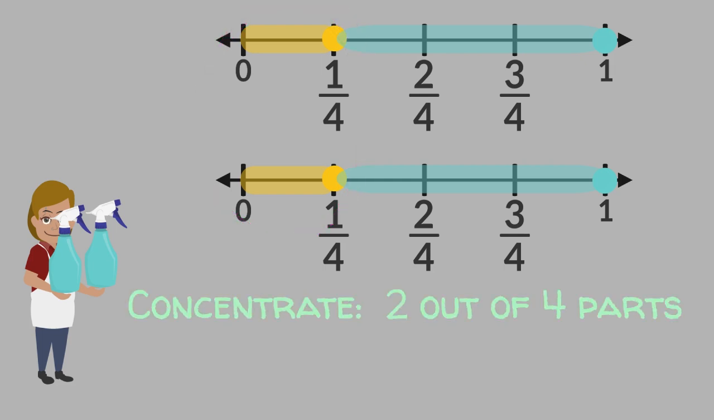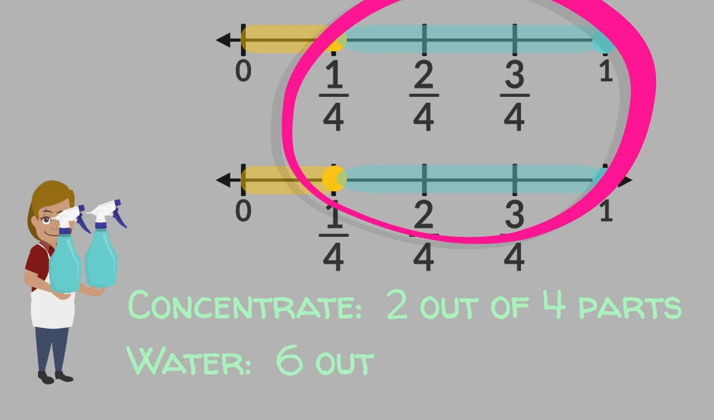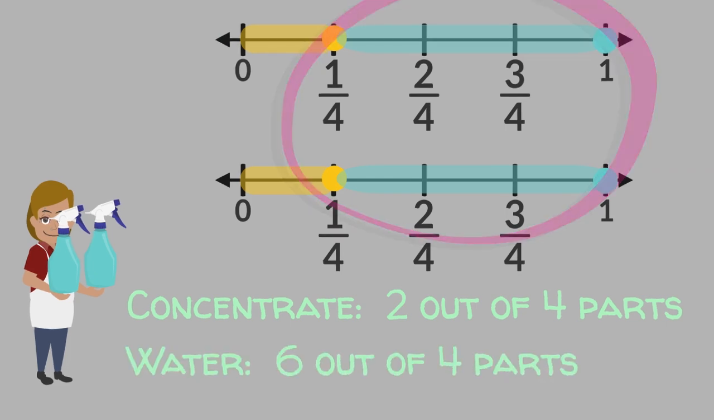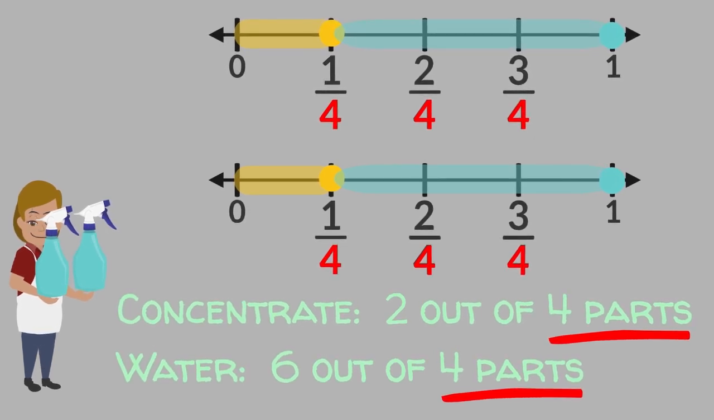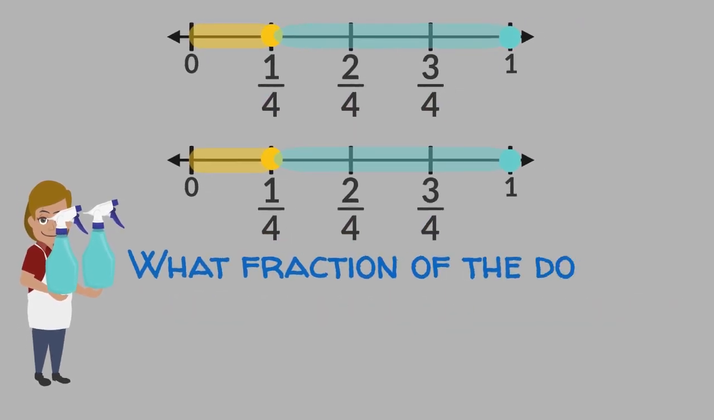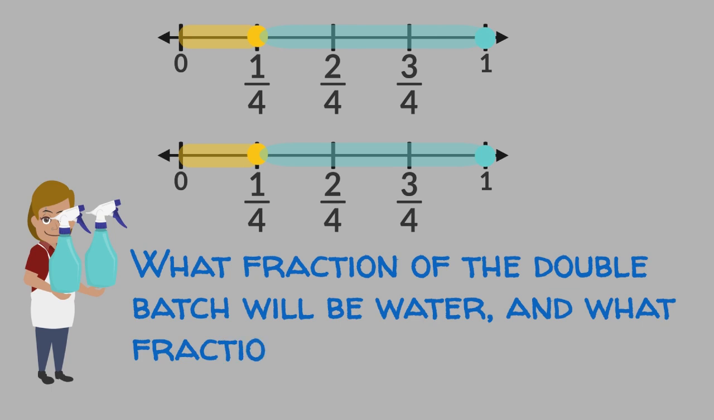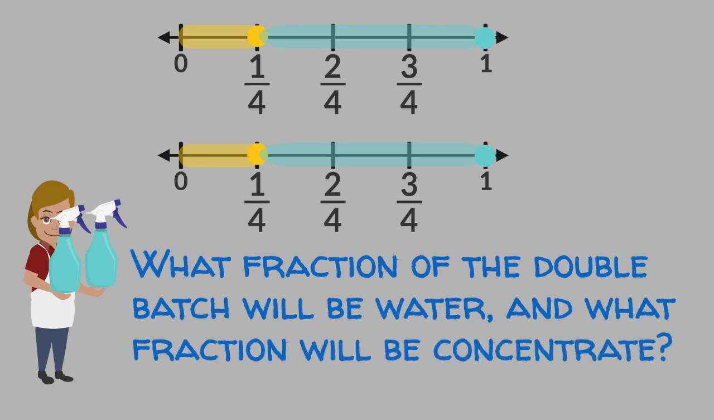Repeating the process for water shows she needs 6 parts out of 4 parts. Notice the size of the parts in one bottle did not change. What fraction of the double batch will be water and what fraction will be concentrate?